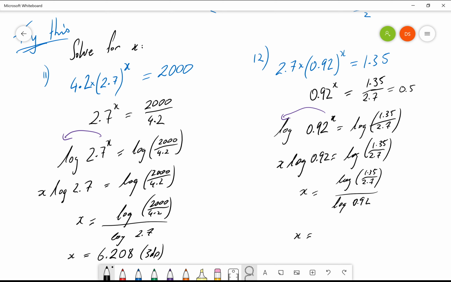Log 1.35 divided by 2.7 divided by log 0.92. And yeah, the formula is very similar, Ben, yeah. And then 3dp. Check your rounding, because some of y'all rounding is pretty off. But that's my answer. This is how you'd solve log questions.